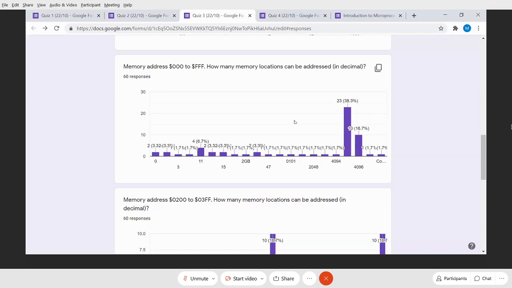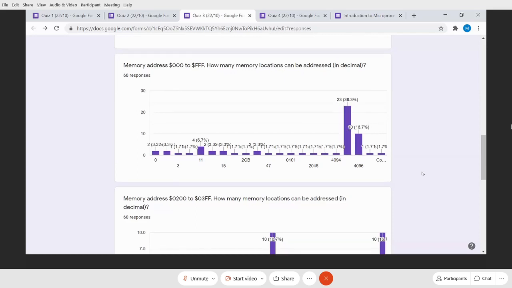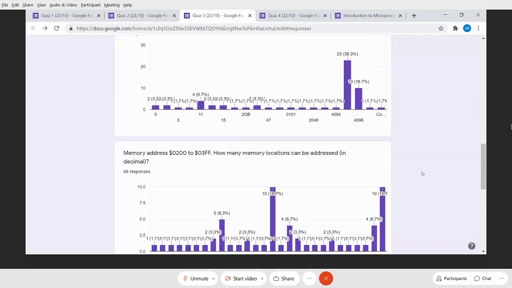But if you say 4095, it means that you are calculating for the memory address from 000 and then finish at FFF, meaning that you have 4095 because you exclude the 0. Whereby actually it's supposed to be 4096. So that's how it should be.